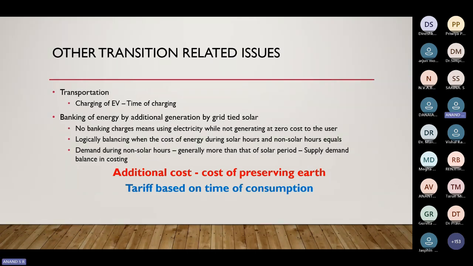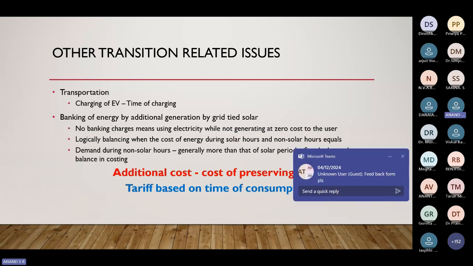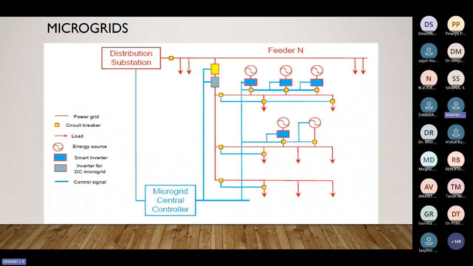Or if you have a pumping load, then that pumping can be planned for daytime. Or if you have an agricultural load, it can be made during daytime. All these things can increase your consumption during daytime, where the solar can be used more and more, what they call self-control.